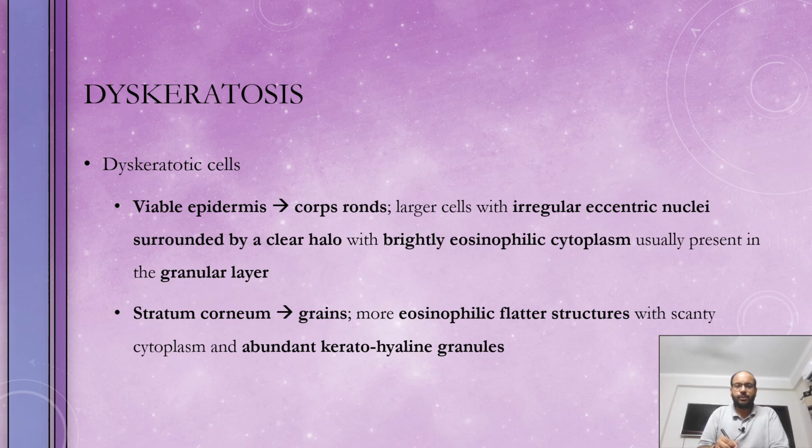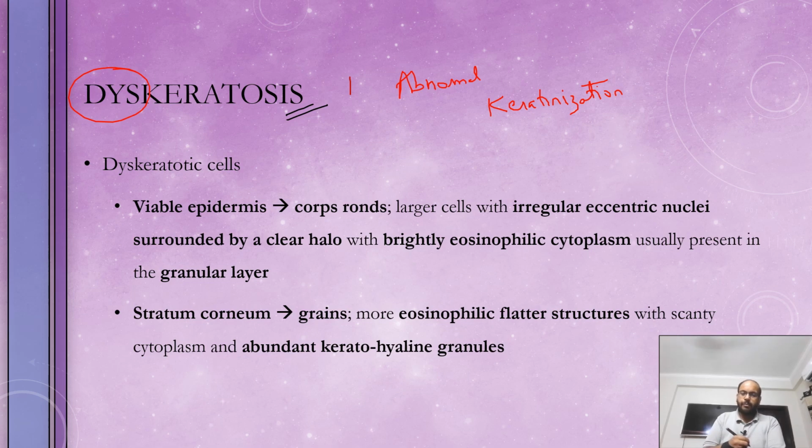The first is dyskeratosis. As the name suggests, dyskeratosis means abnormal keratinization. Dys means abnormal, and keratosis means keratinization. That means the keratinocyte, because of one reason or the other, has not been able to properly perform the function of keratinization, and because of improper keratinization, the cells have changed their morphology. So these are known as dyskeratotic cells.